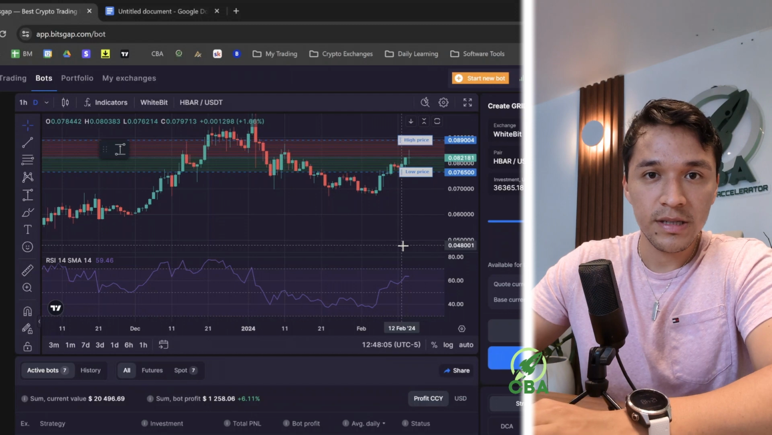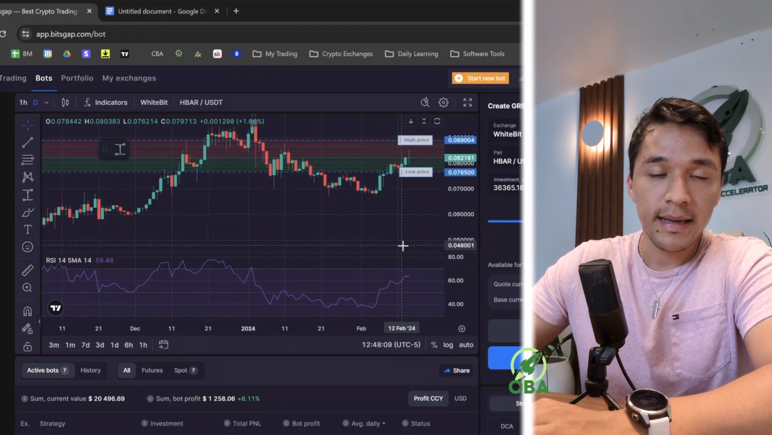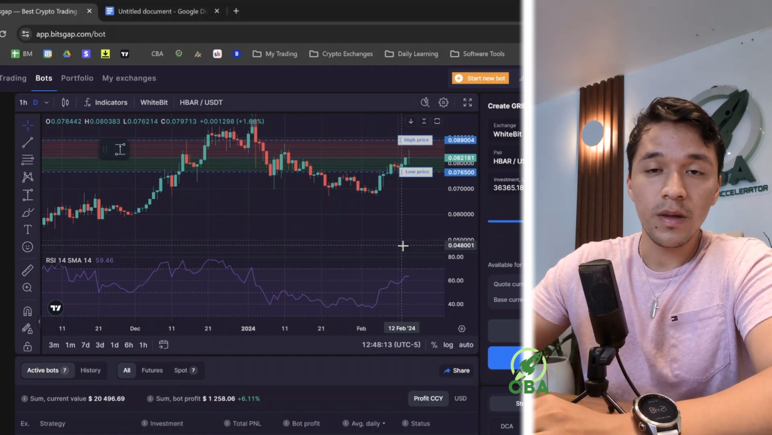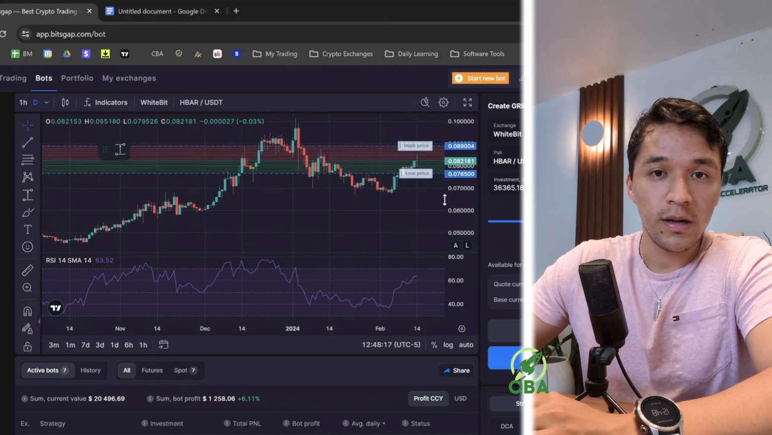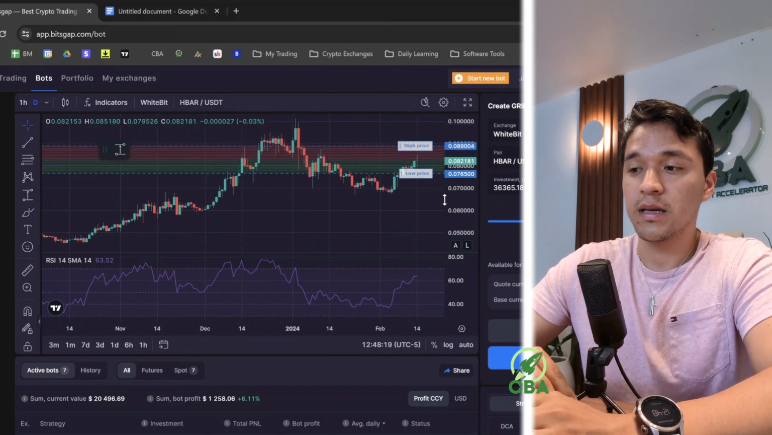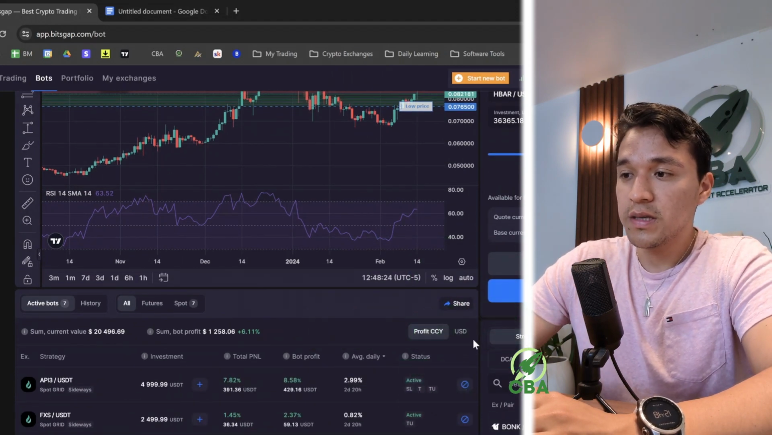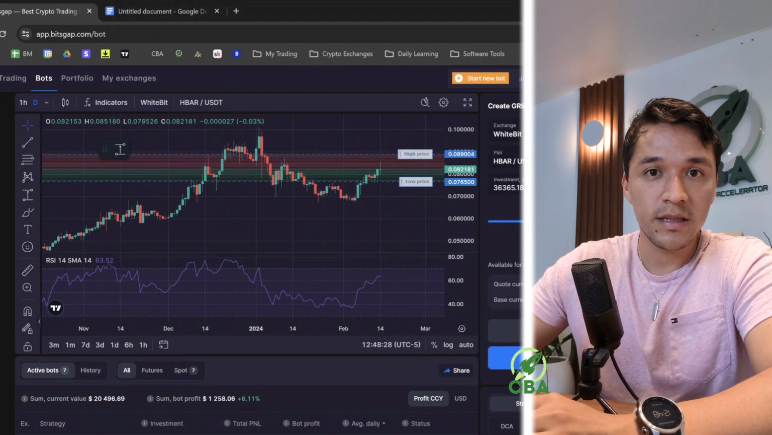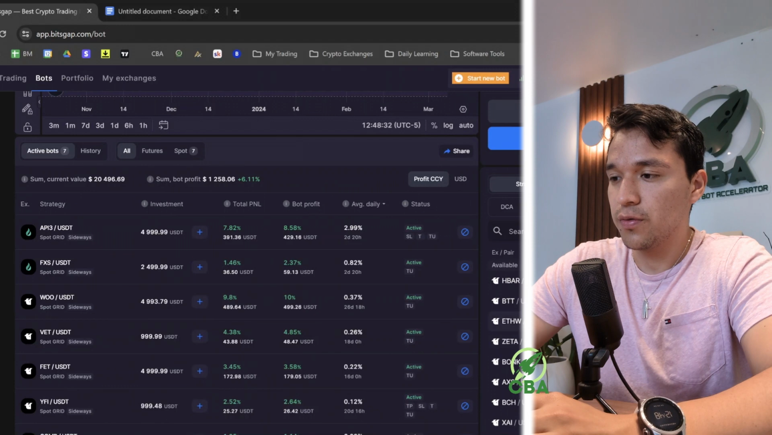The higher the RSI, it means the cryptocurrency is likely to drop in value. It doesn't mean that all the time, but it's just one way to see things. Okay, so personally, I don't like to deploy a bot when the RSI is above 53. So in this example, in the daily time frame, I can see the RSI is sitting at 63.52. So I'm gonna skip that one and move on to another one.